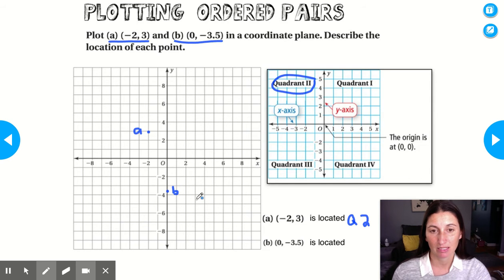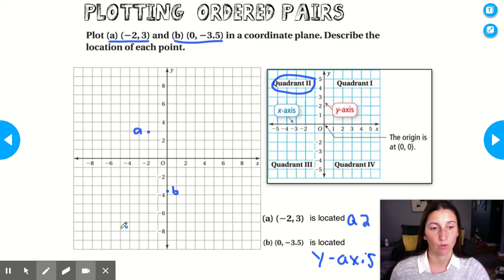Now, if I'm talking about a location, this actually isn't inside a quadrant. Instead, it is on the y-axis. So I would say that this is located on the y-axis. So when you're being asked a location, you will state either one of the quadrants, and if it happens to fall on one of the lines, you will say it's on the x-axis or on the y-axis.